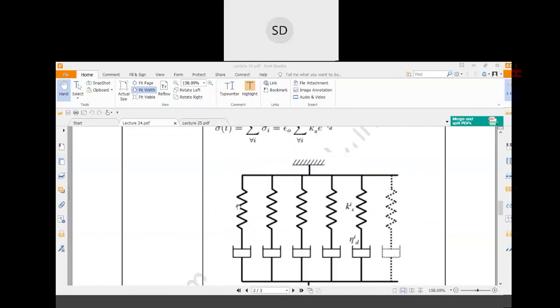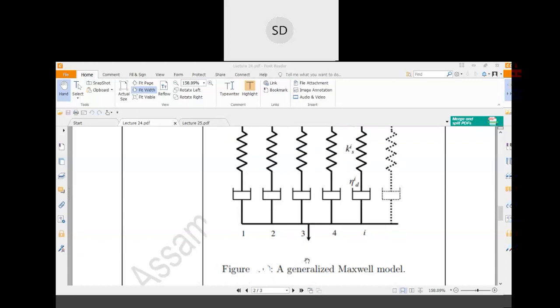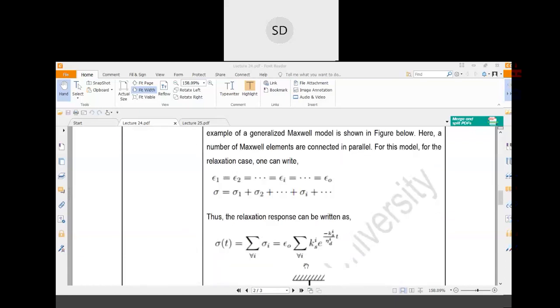Now, this is an example of a generalized Maxwell model. See here, all these components are connected in series, and after that, all these Maxwell models are connected in parallel. So this is one Maxwell model, this is another Maxwell model, this is another, and all these Maxwell models are connected in a parallel connection. So this is a generalized Maxwell model. Similarly, you can design a generalized Kelvin model, Kelvin-Voigt model, like that. So when n numbers of components are used, that type of model is called a generalized model.